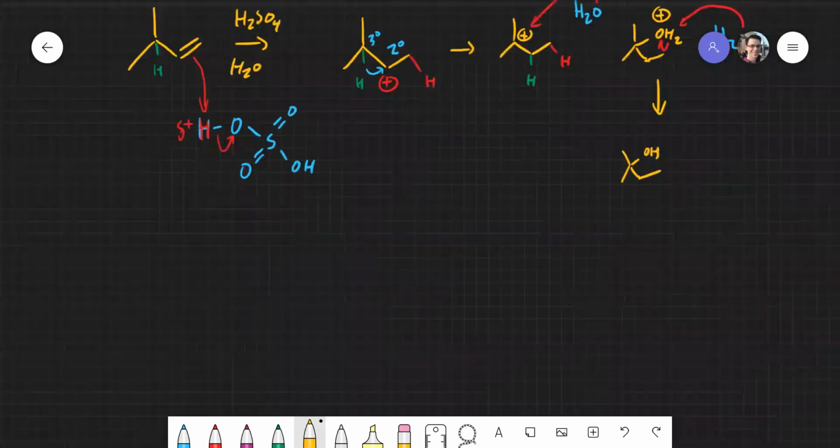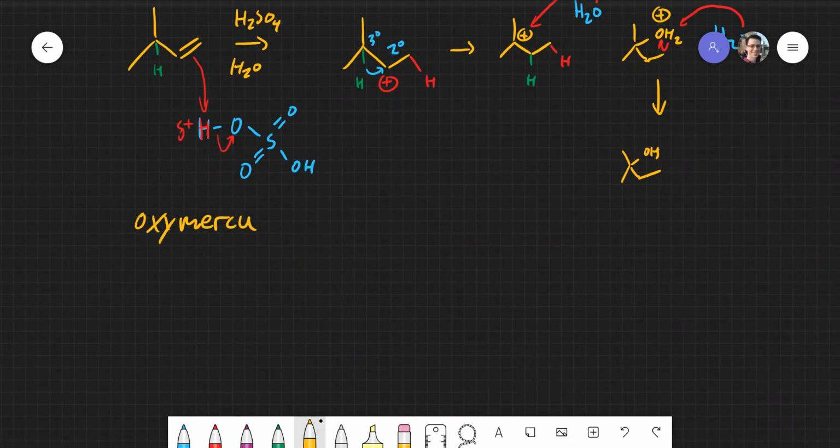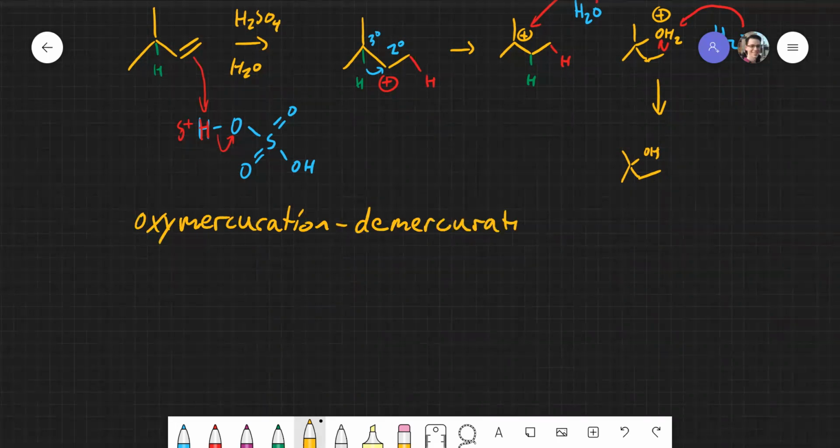So one other mechanism that produces alcohols from alkenes that you should be aware of is called oxymercuration demercuration. I'm going to write that down. That's a mouthful. Oxymercuration demercuration. Wish there was a shorter way to say that. This is a two-step reaction. The first step is called oxymercuration, and the second step is called demercuration.